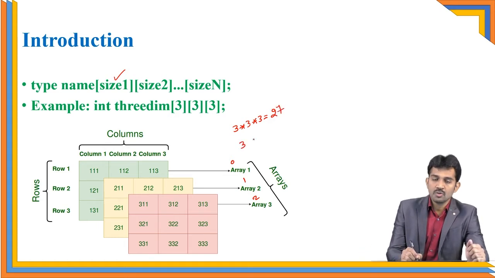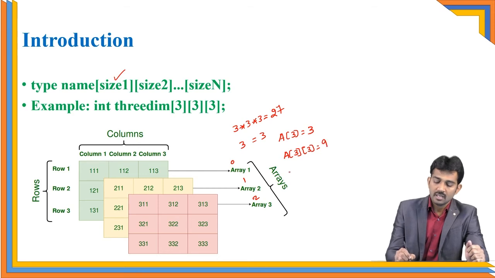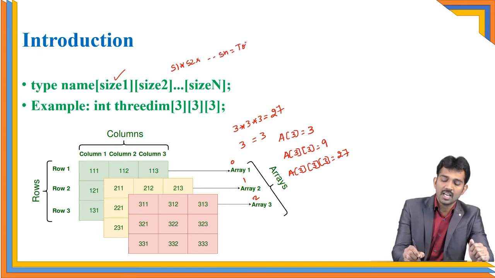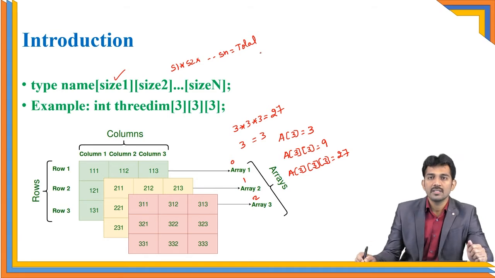For example, A of 3 means it is going to store 3 elements. A of 3 by 3 means it is going to store 9 elements. A of 3 by 3 by 3 means it is going to store 27 elements. The total number of elements is size 1 into size 2 and so on up to size n. Please note this. This is the way you are going to handle it.